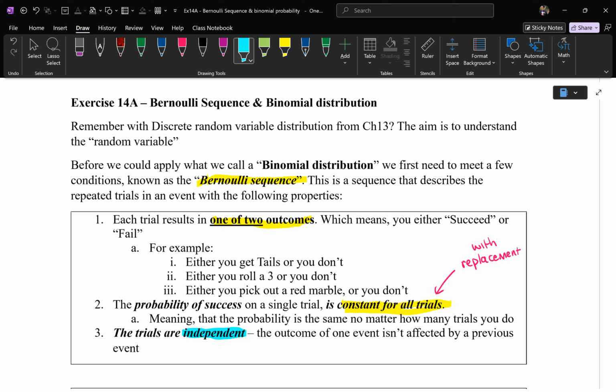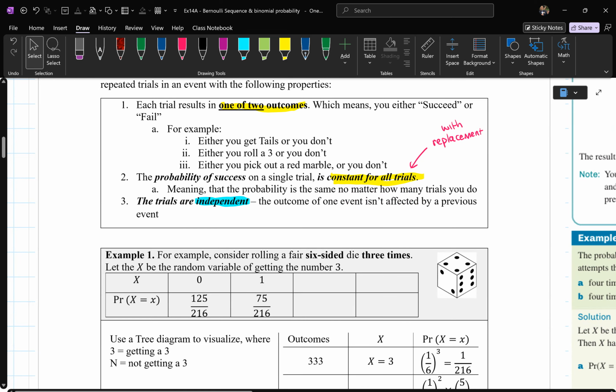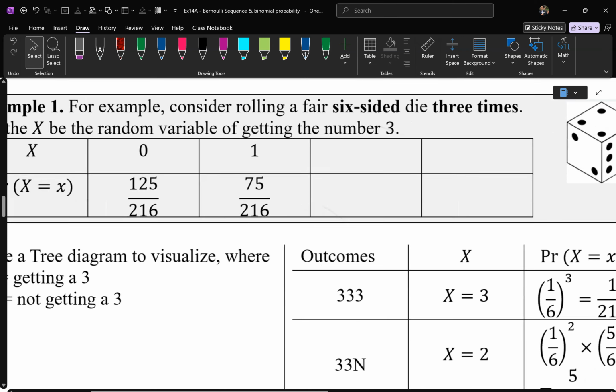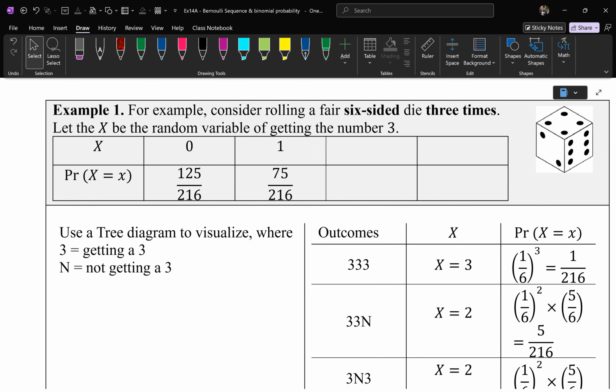Good. Okay, cool. That's the 3 conditions for it to be what we call a Bernoulli sequence. And if it's a Bernoulli sequence, you can use binomial distribution theory. Okay? All right. Let's have a look at an example. Here's rolling a dice. Okay, so I'm rolling a fair 6-sided dice 3 times. I roll it 3 times.